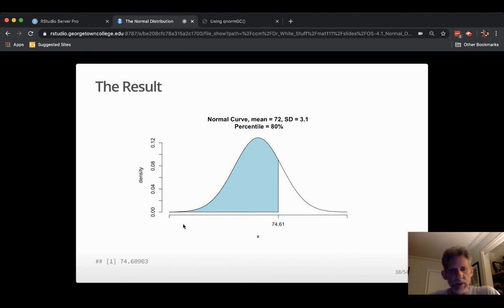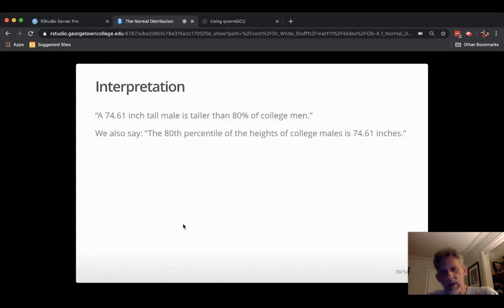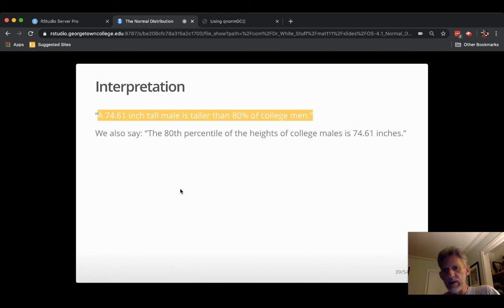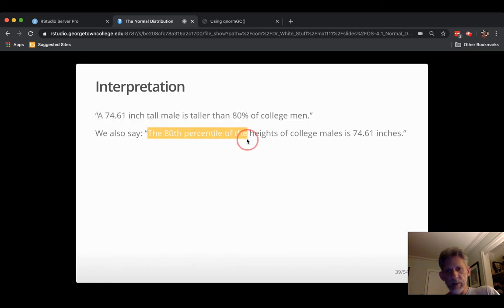So here's the same thing over in the slides. If you want to interpret a percentile in a simple sentence, then you might construct a sentence like this one. You might say that a 74.61 inch tall male is taller than 80% of college men. You could say it more technically, the 80th percentile of the heights of college males is 74.61 inches, but this first sentence is what you might use to explain that concept.